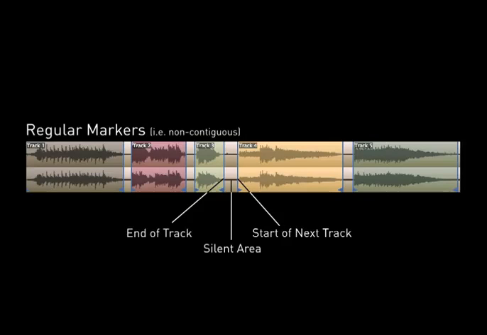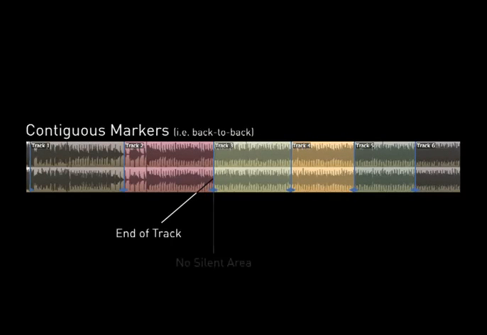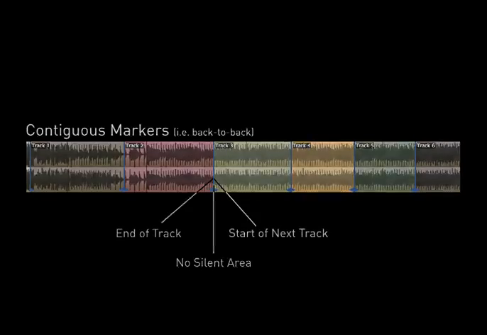silent areas between tracks. Contiguous markers are always positioned back to back and are used when marking tracks in continuous play DJ mixes, live concert recordings, and some classical music recordings, all of which generally flow from one song into the next with no distinct gap between them.